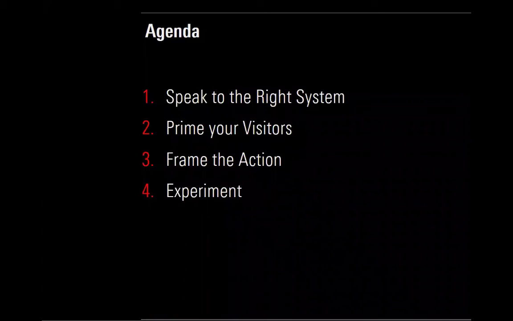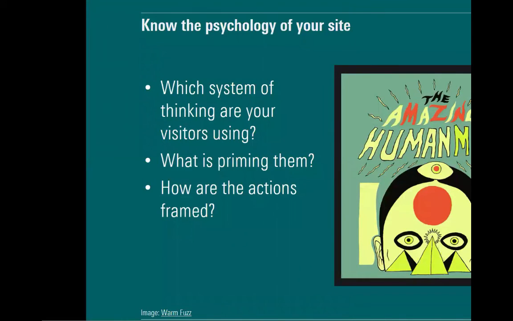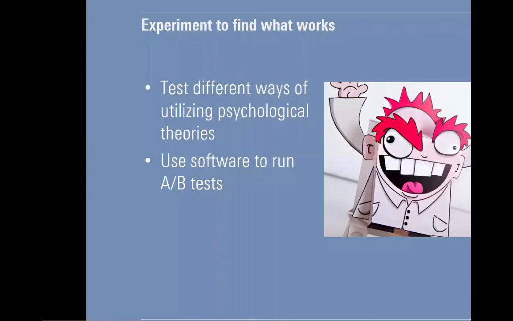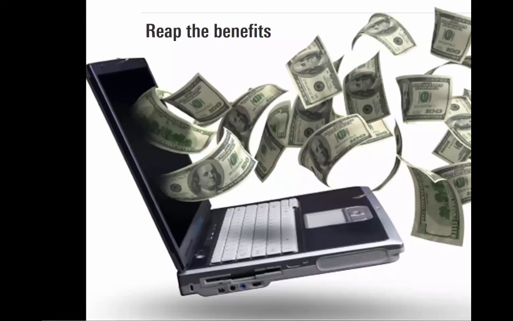So that covers everything here. I'll do a quick run through of the core concepts. Just remember to know the psychology of your site, understand which system of thinking your visitors are using, know what's priming them, and look at how the actions are being framed. And then take those and experiment to find out what works. Test different ways of using all these theories. Test different ways of framing. Test system 1 versus system 2. Use the software that's out there to run A/B tests, and keep going until you find out what works. And reap the benefits. The more you test, the more you find works, the more effective your website's going to be, and the more successful your site will become.